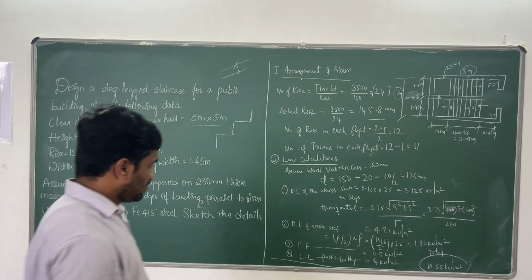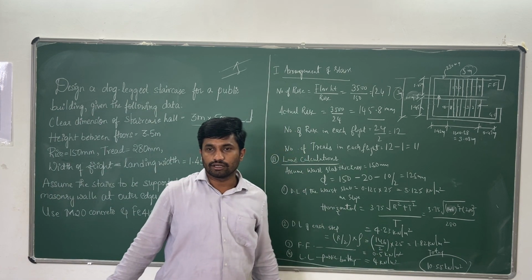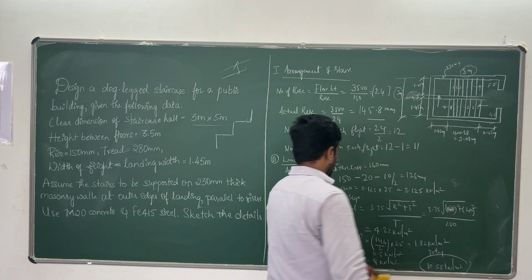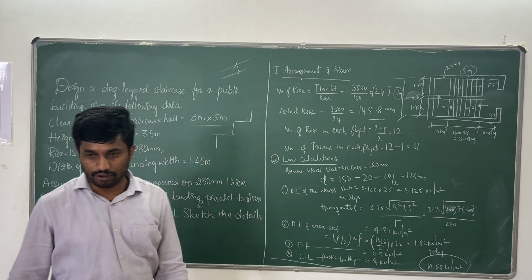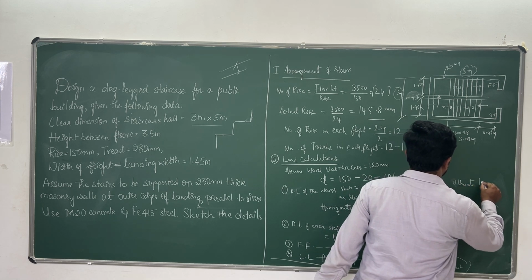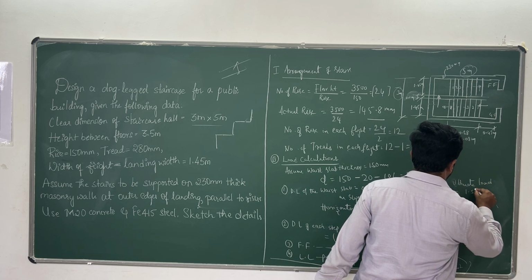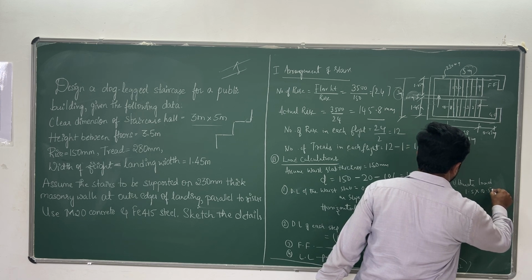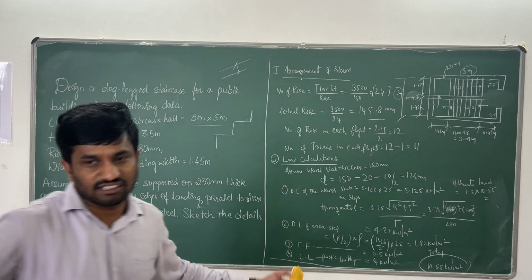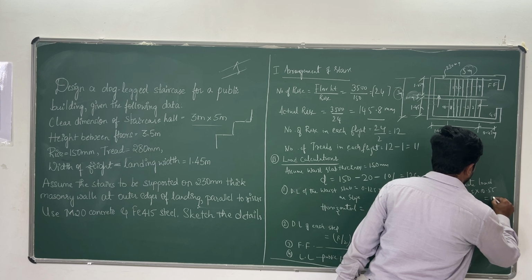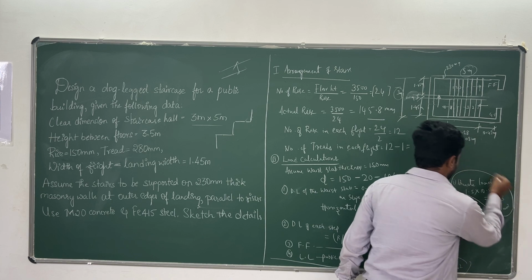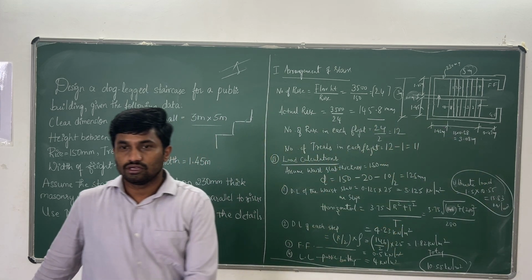Ultimate load. This is the working load. How to compute ultimate load? Ultimate load is computed using the working load multiplied by factor of safety. So ultimate load is given by 1.5 times 10.55. How much? 15.825, so 15.83 kilonewton per meter square. This is the ultimate load. This is step number 2.